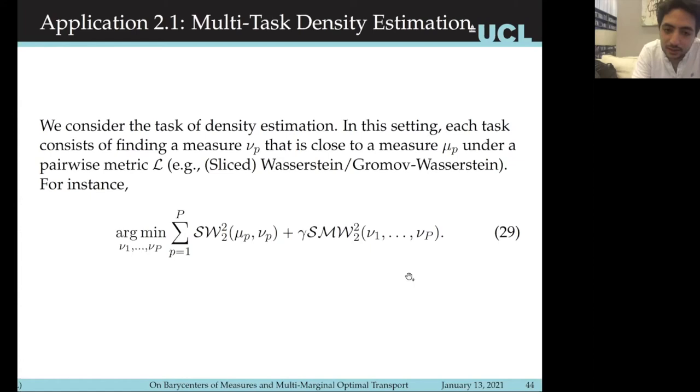And that's interesting in settings where the tasks are, for example, corrupted. So let's say the nu p's, we're gonna see, are corrupted, then you can share structure, which will help in finding sensible solutions.